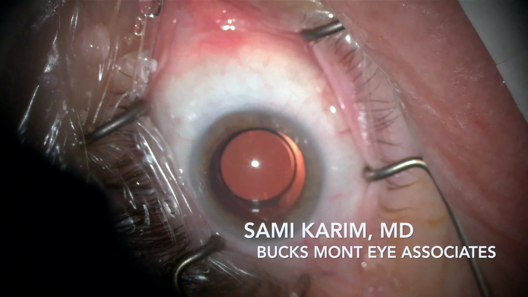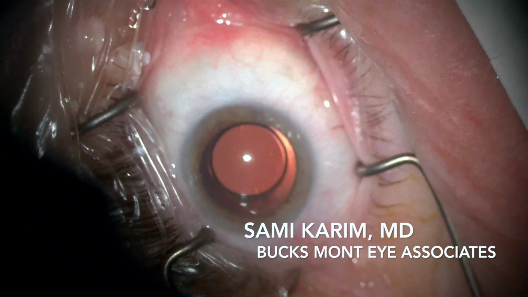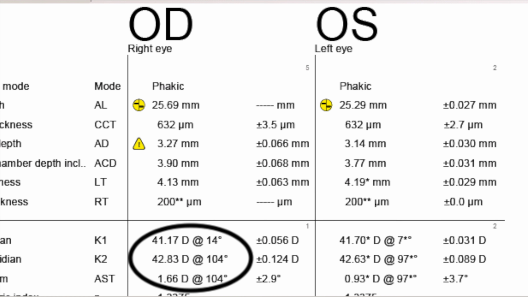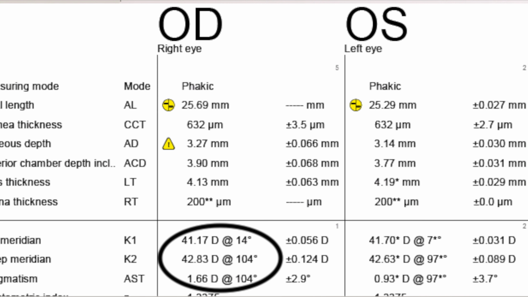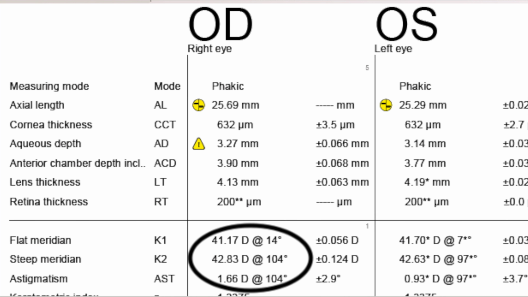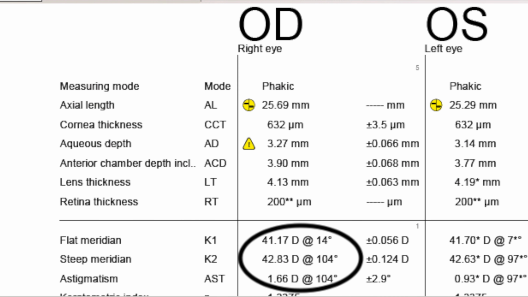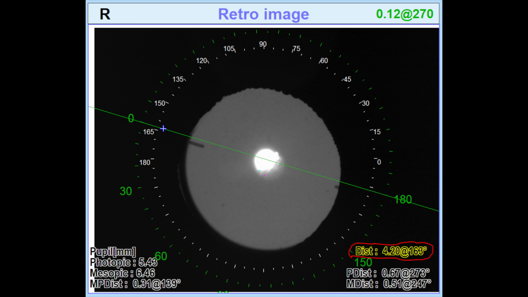Hi, this is Sami Karim, and I wanted to share with you a case I had of a late toric IOL rotation. First, I'm going to show the LENSTAR data. As you can see, the axial length here is on the longer side at 25.69 millimeters in the right eye. There's 1.6 diopters of astigmatism, the steep axis being at 104 degrees.